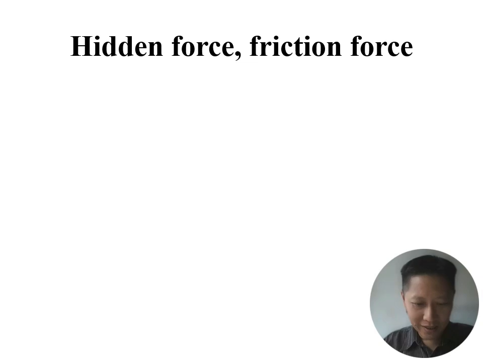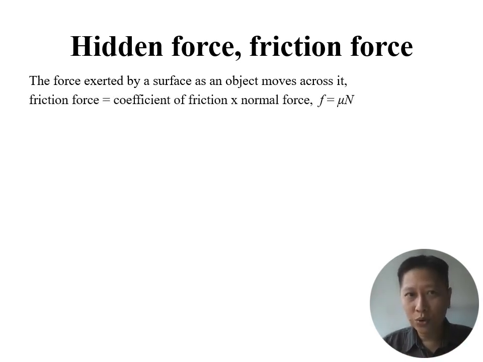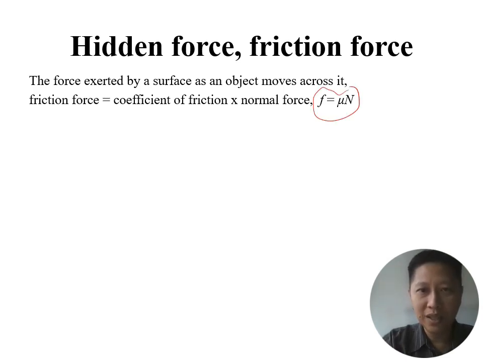We cannot neglect the existence of the hidden force, the force that acts in the opposite direction back to us. For instance, one of the popular forces is called the friction force. When two objects are touching each other, we can know this hidden force by using this formula: the friction force equals the coefficient of friction times the normal force.